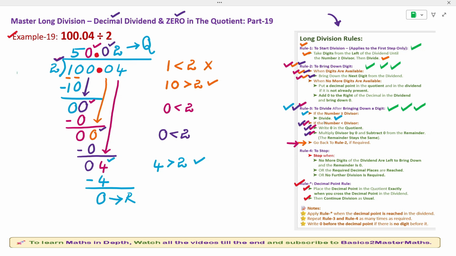Also, this division is complete because no more digits of the dividend are left to bring down and the remainder is 0. Got it?